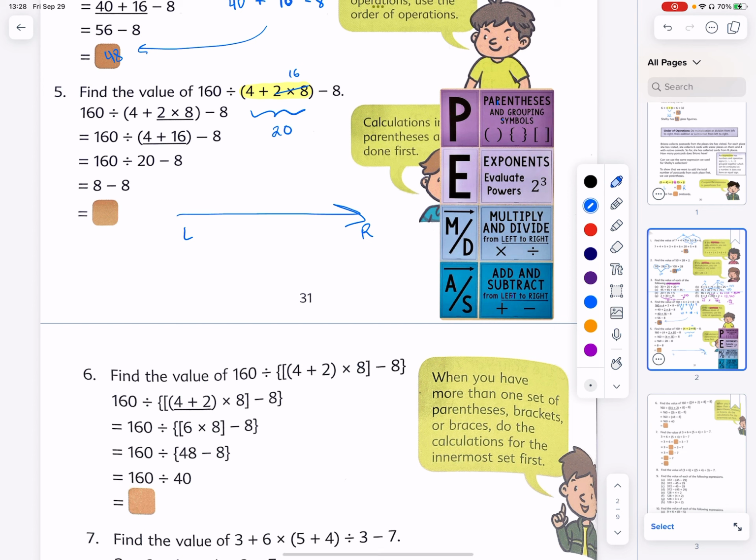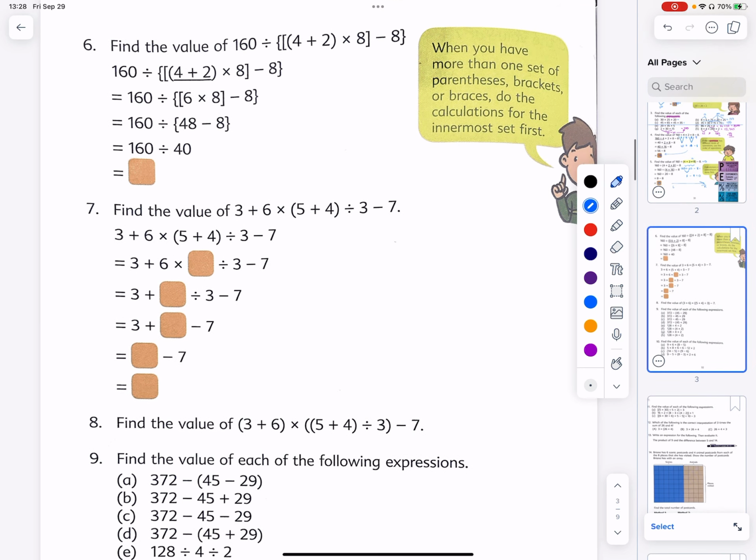Let's rewrite. I suggest you rewrite this expression with simpler way, fewer operations. 160 divided by 20, minus 8. Of course, we take care of division first. It becomes 8 minus 8, and the result is 0. This entire expression comes down to just being 0. Let's take a look at number 6.